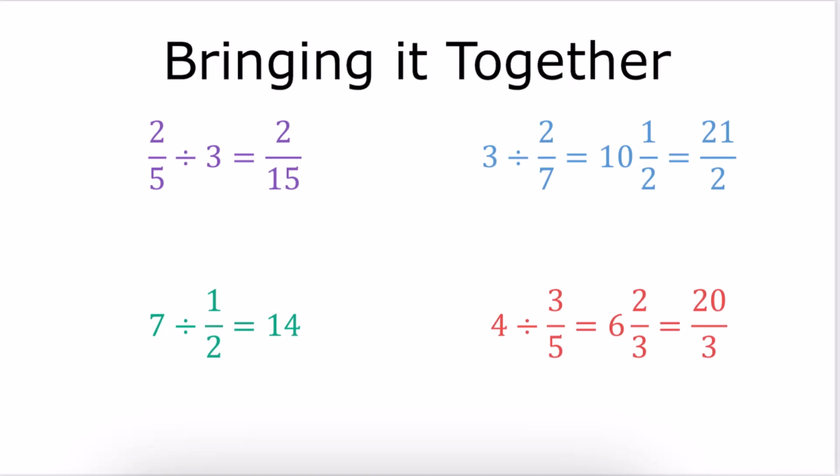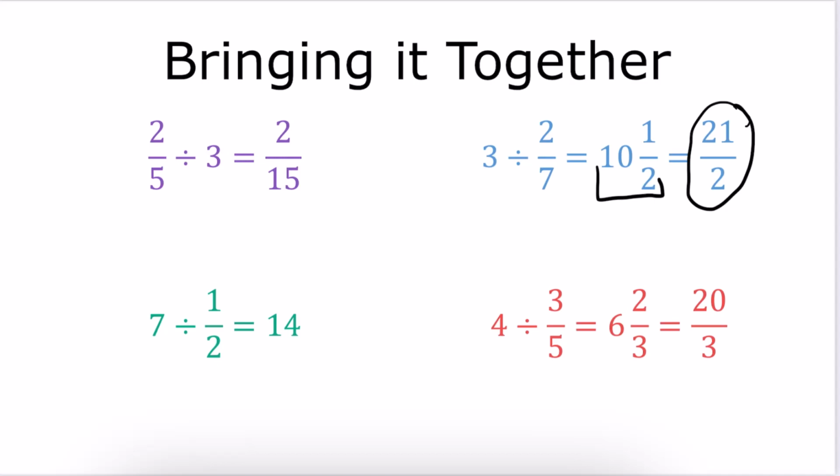And then the 3 divided by 2/7 was when Samuel was painting the doors, where each door took 2/7 of a can of paint, and we had 3 cans of paint. And the answer that we got was 10.5. But if you convert that to an improper fraction, it makes it a little bit easier for the students to see the pattern between the numbers.